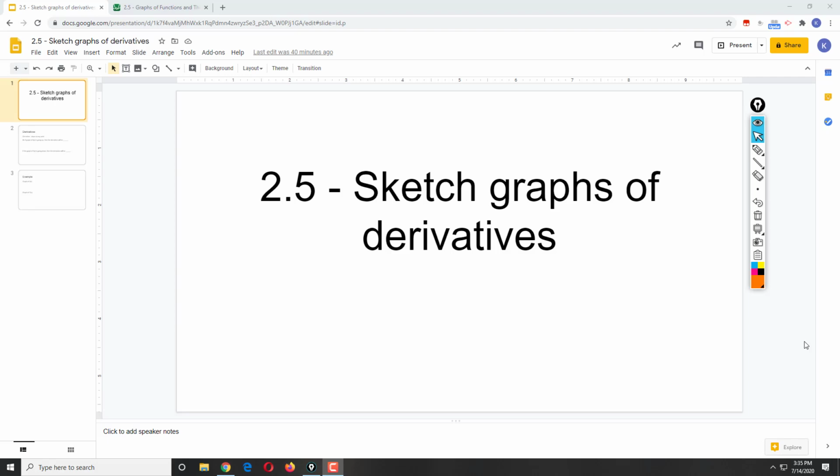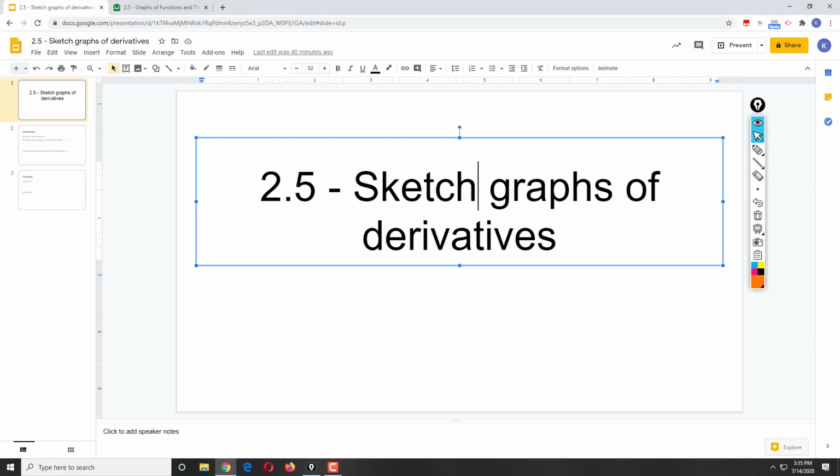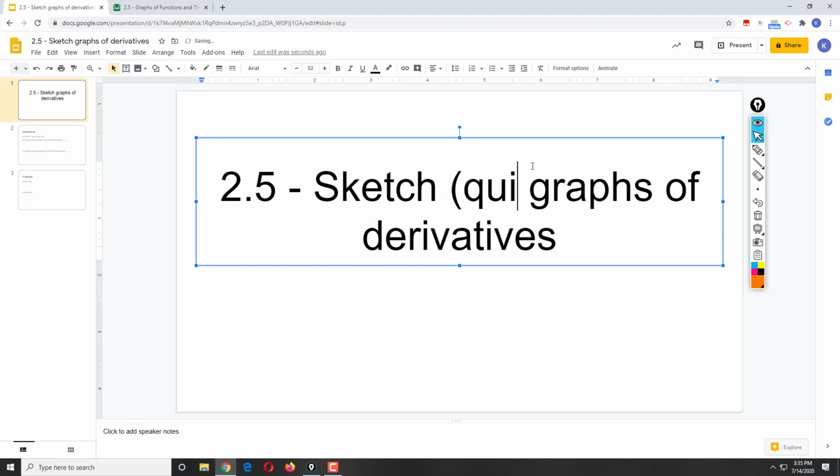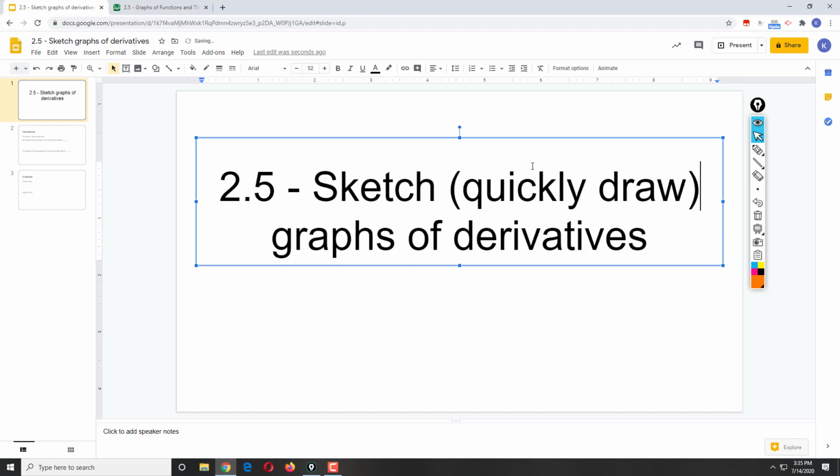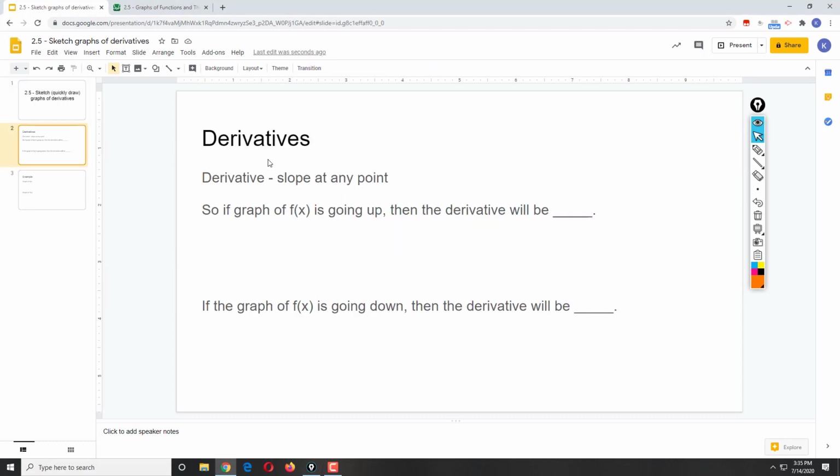Welcome to Unit 2, Lesson 5, Sketch Graphs of Derivatives. Sketch means to quickly draw. So if I give you the graph of f of x, we want to be able to quickly draw what the graph of the derivative of f of x, f prime of x, looks like. Remember that derivative just means the slope at any point.